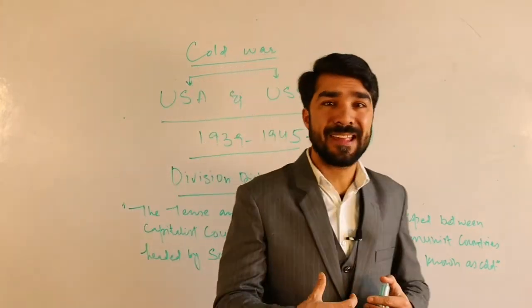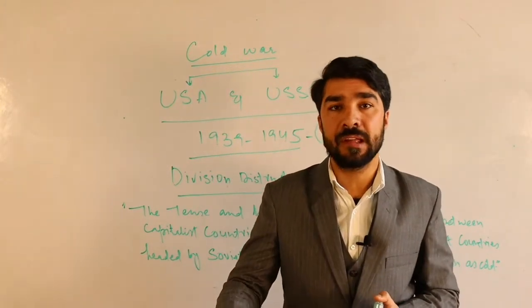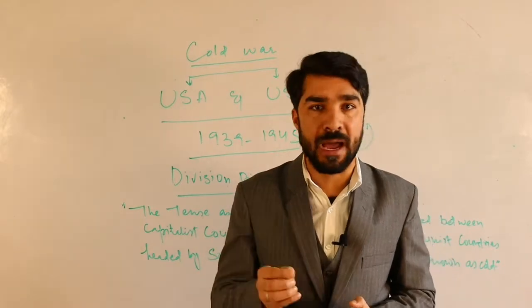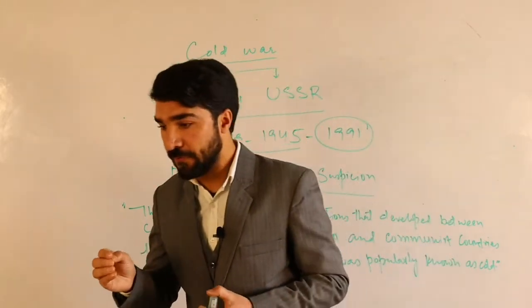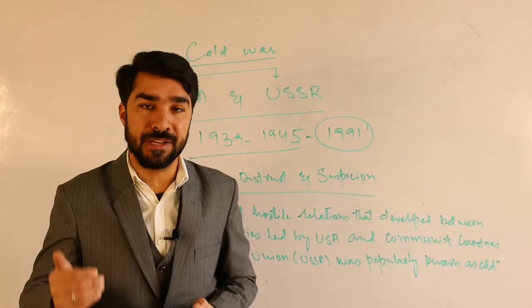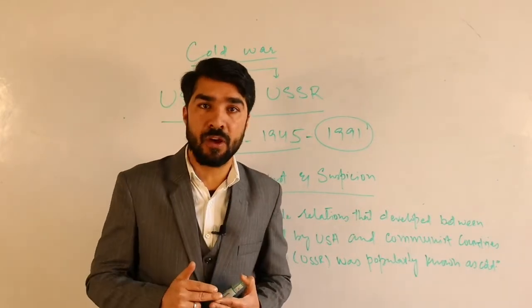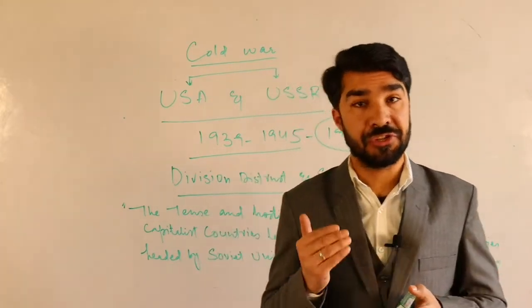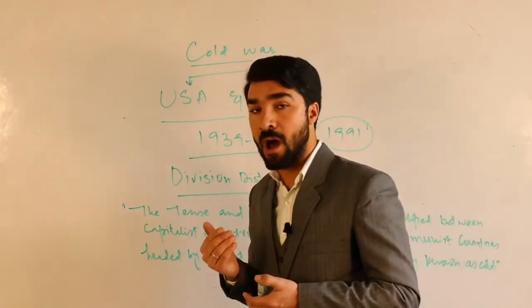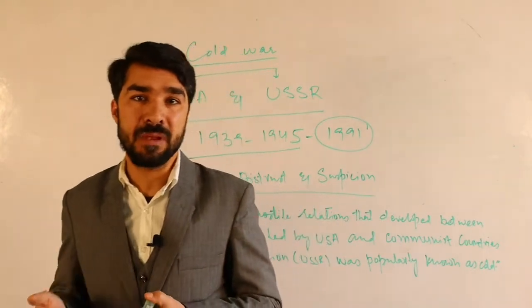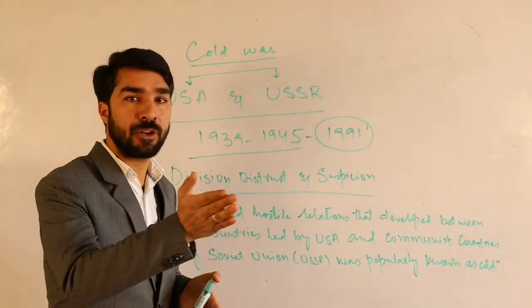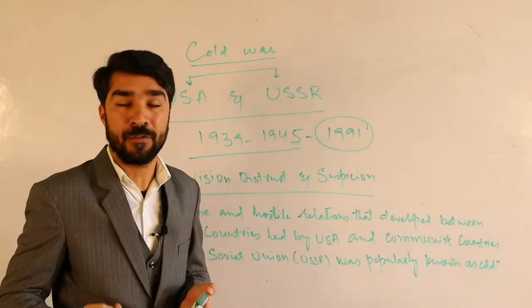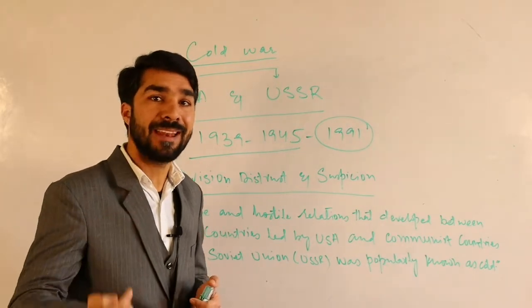So you can say that both these countries were making use of their spies. They were making use of the territories of their allied countries. They were making use of propaganda. They were making use of newspapers, journals, books, articles, as well as the media to weaken the other part of the world and to strengthen themselves every now and then.